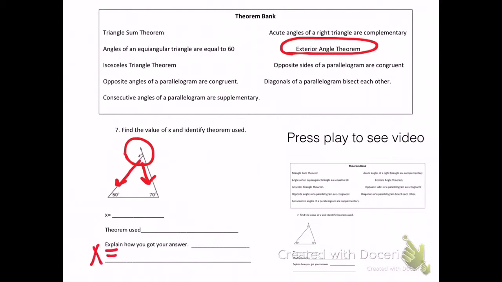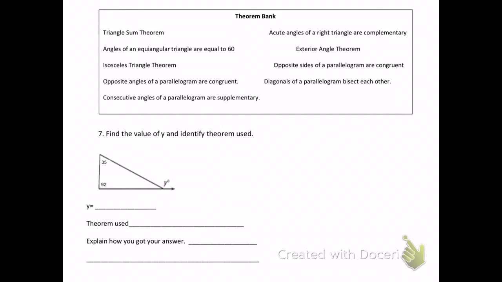So x is going to equal 50 plus 70. So I know that x equals 120 degrees. So the exterior angle theorem tells you to add the two remote interior angles. So you do this one, identify the theorem, and find the value of y.